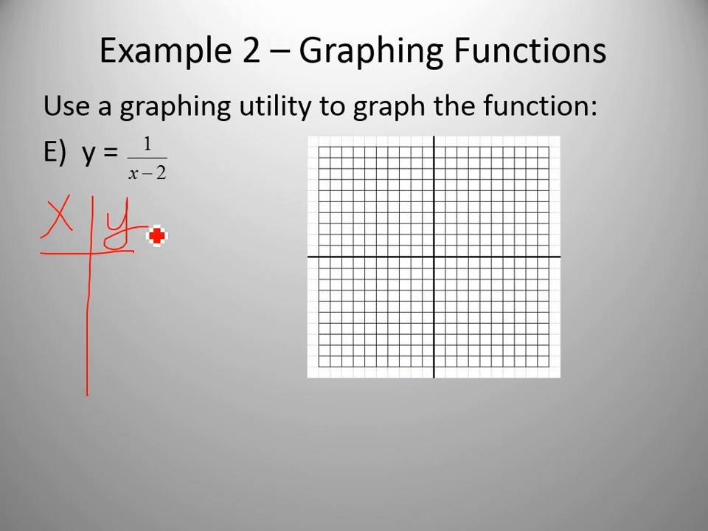The first thing I'm going to do here is put a 0 in for x. So if I put a 0 in for x, I got 1 over 0 minus 2, that's negative 1/2. Negative 1/2. So one of the points is going to be right about here. Then if I put a 1 in for x, I got 1 over 1 minus 2.